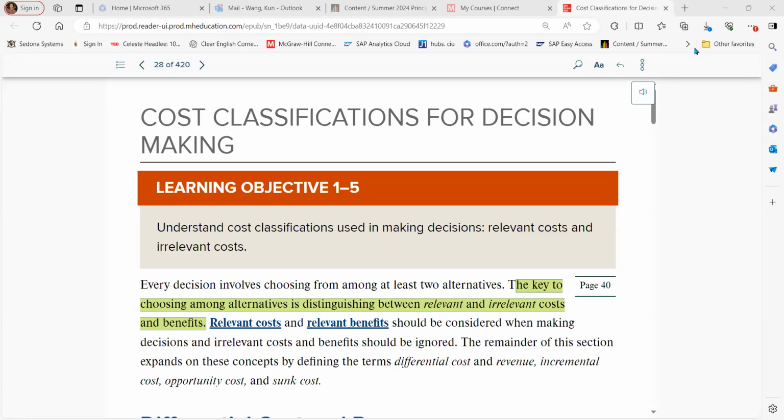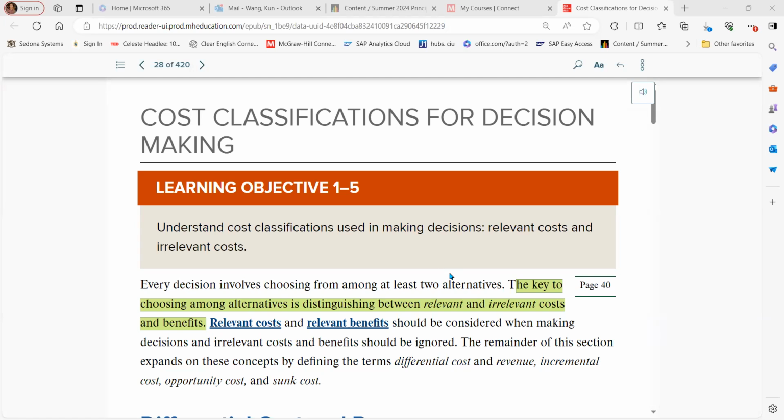Hello, in this video, let's discuss a few more cost classifications we use in the decision-making process. In this part, I'm directly using the ebook for this discussion. The cost items we are talking about here are not the items we directly put in the accounting system. So it's not really like a direct material cost or labor or overhead.